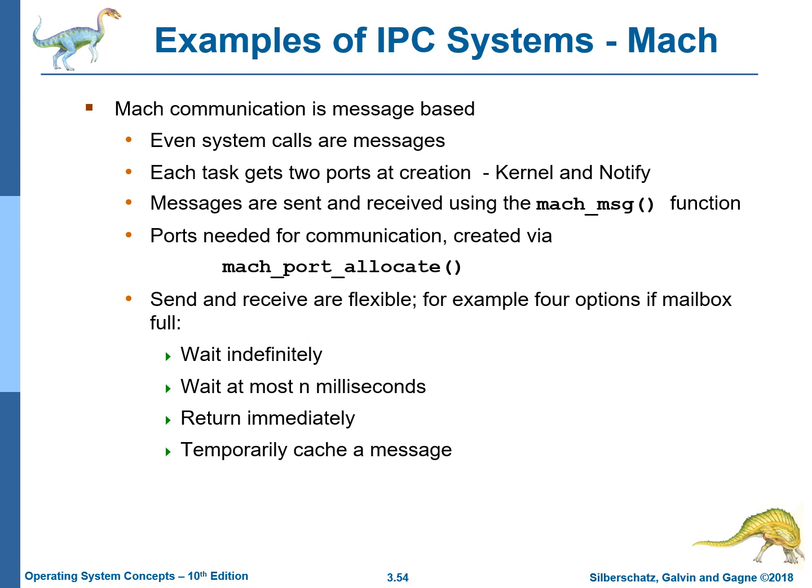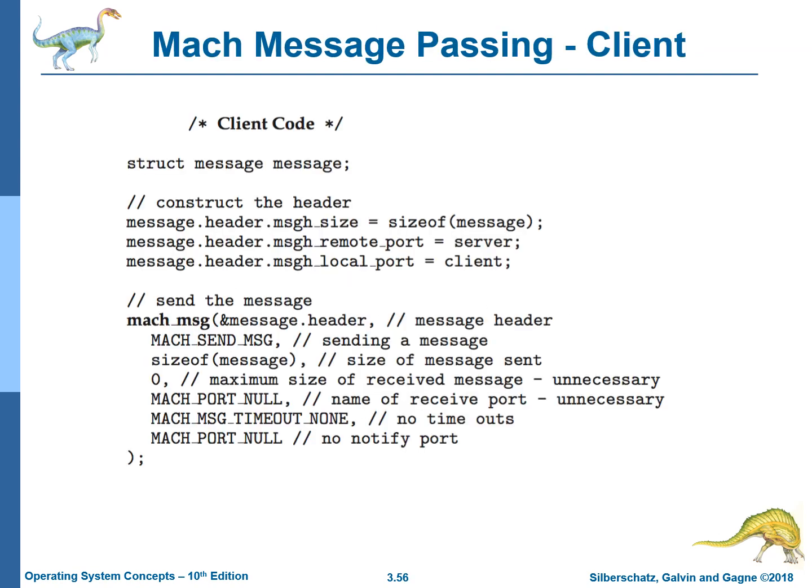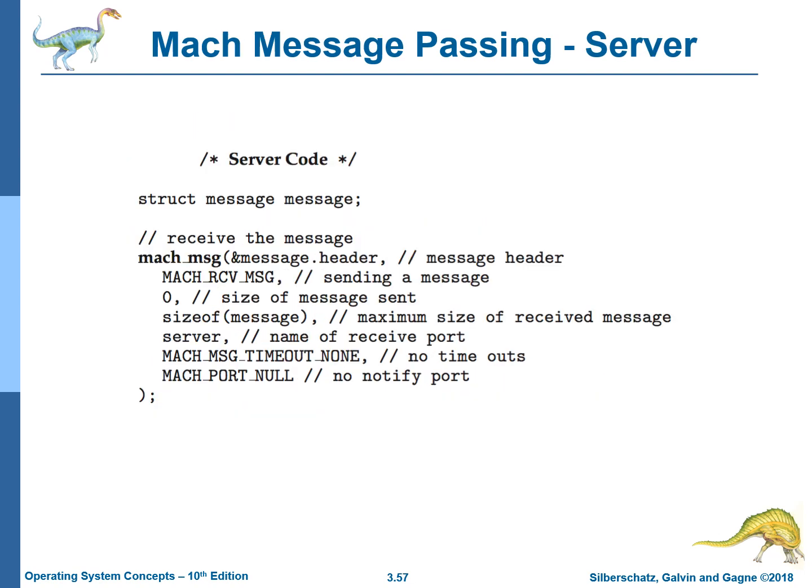For example, there are four options if the mailbox is full: wait indefinitely, wait at most n milliseconds, return immediately, and temporarily cache a message. Okay, so this is the Mach message passing for client. This is Mach message passing for server.